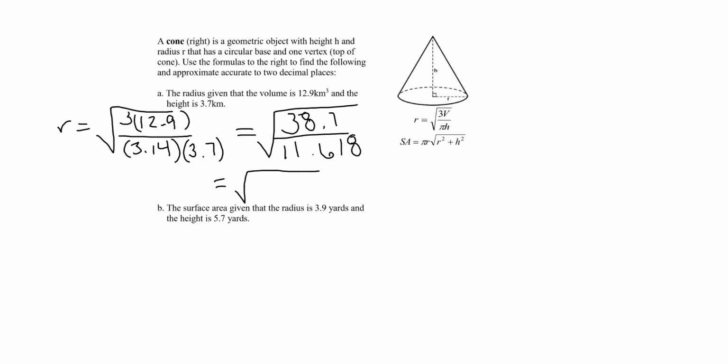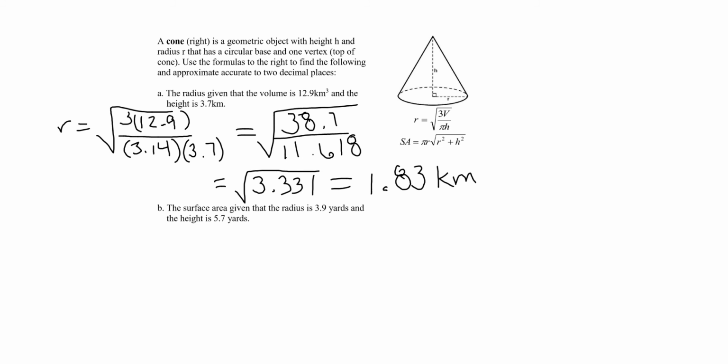All right, when I divide those two, I get, and I'm going to round it to the thousandths, 3.331. And then I take the square root of that. And my final answer is 1.83, since they want it to 2 decimal places, and it will be kilometers.